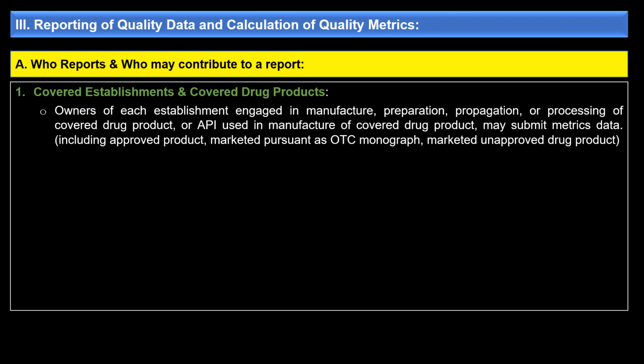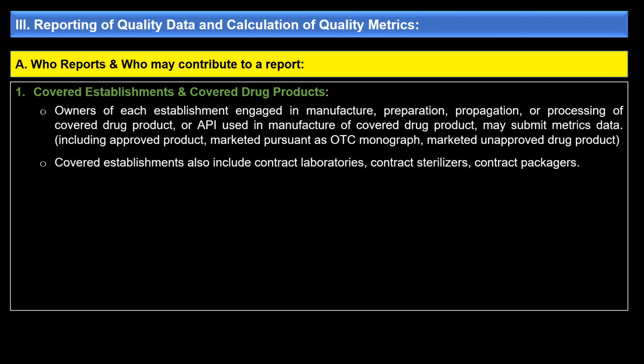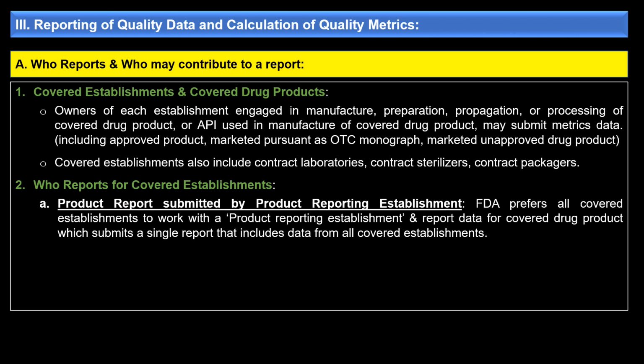So the reporting of the quality metrics data can be by the owners of each establishment engaged in the manufacturing or processing of the drug product, API, etc., which includes the approved product, the marketed OTC monograph, or the marketed unapproved drug product. Covered establishments also include the contract laboratories, the contract sterilizers, and the contract packagers. And who reports for the covered establishments? So there can be two types of reports. One is the product report, which is submitted by the centralized product reporting establishment.